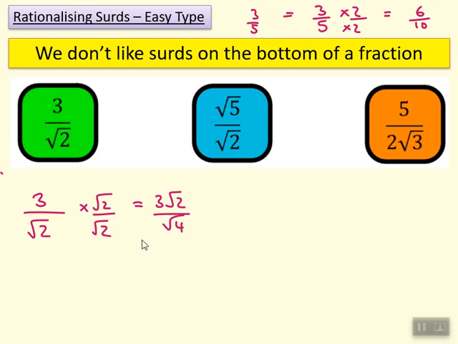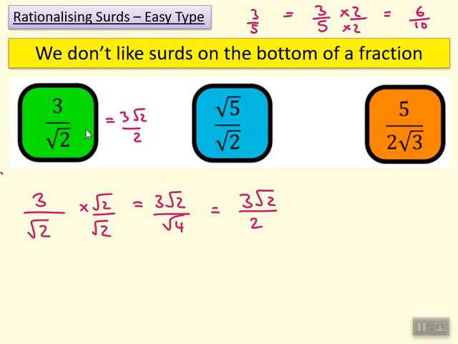This is why we've done that: on the bottom, root 4 just turns into the square root of 4, which is 2. So on the top, we get 3 root 2, and on the bottom, we just get the integer 2. And I'm telling you that this is equivalent to 3 over root 2. They are both exactly the same fraction, but this is the simplified version.